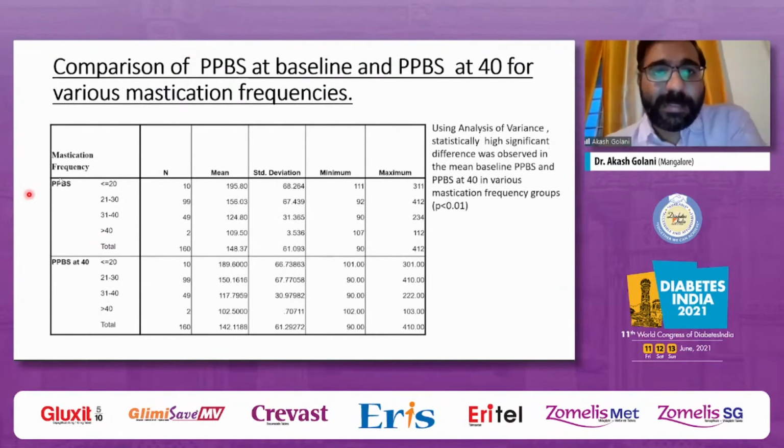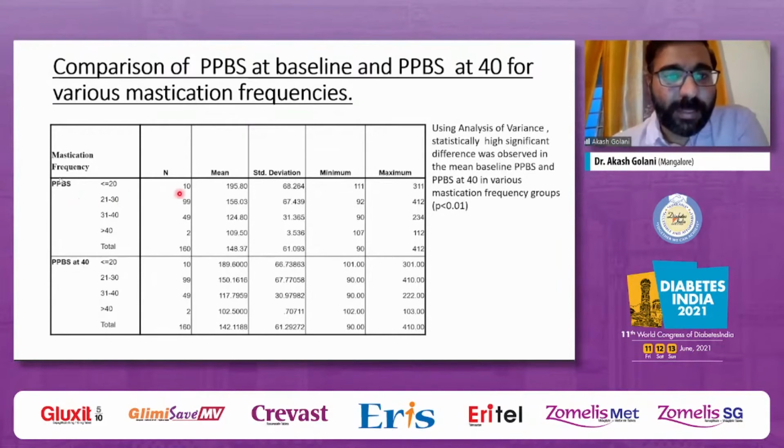Comparison of PPBS at baseline and then the PPBS at 40. This is what the topic per se is. As you can see here, this is their own mastication frequency: less than 20, 21 to 30, 31 to 40. When they're less than 20, we saw a mean PPBS of 195; 21 to 30 was 156; 31 to 40 was 124. What we can see is that as the mastication frequency is increasing, the PPBS mean values are decreasing.